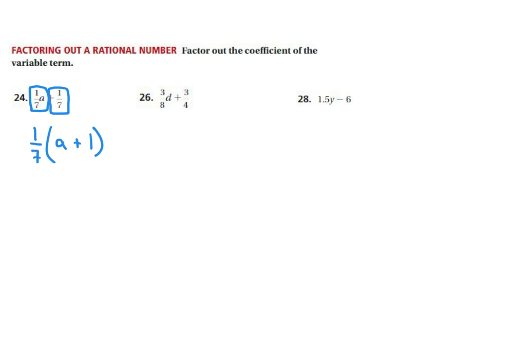For number 26, if we factor out the coefficient 3/8, 3/8 times 1d, or 3/8 times d, gives us 3/8 d. So that part is easy. But now we have to think, what can we multiply 3/8 by? So 3/8 times what is 3/4?